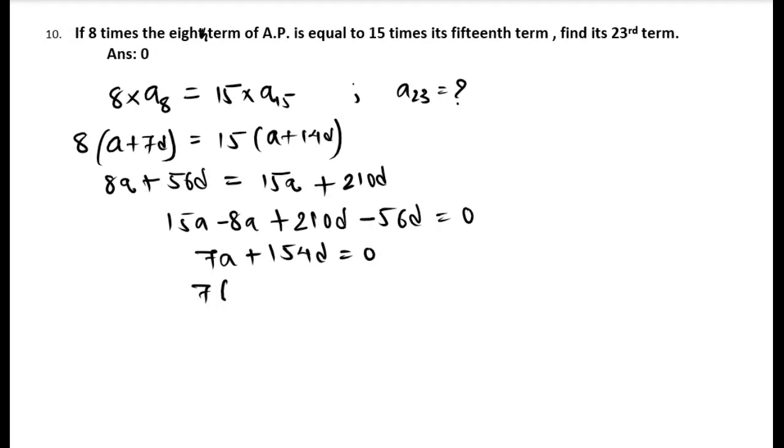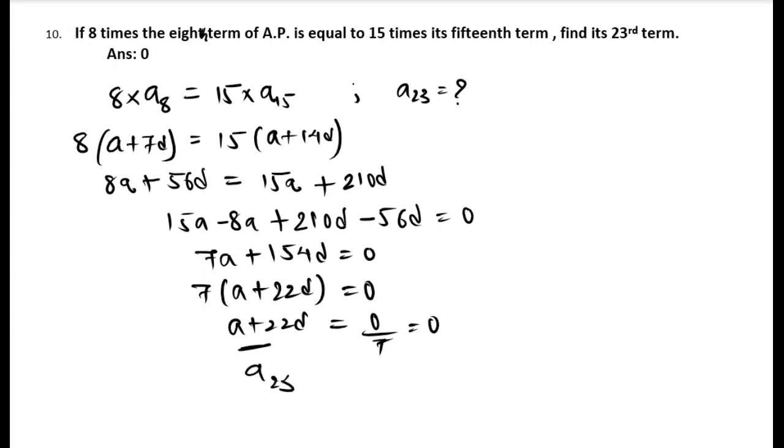If you take out 7 common, a plus 22d will become 0, and a plus 22d is equal to 0 by 7, which is equal to 0. A plus 22d, what is a plus 22d? That is the 23rd term, a23, which is 0. The 23rd term is 0. So we found the 23rd term.